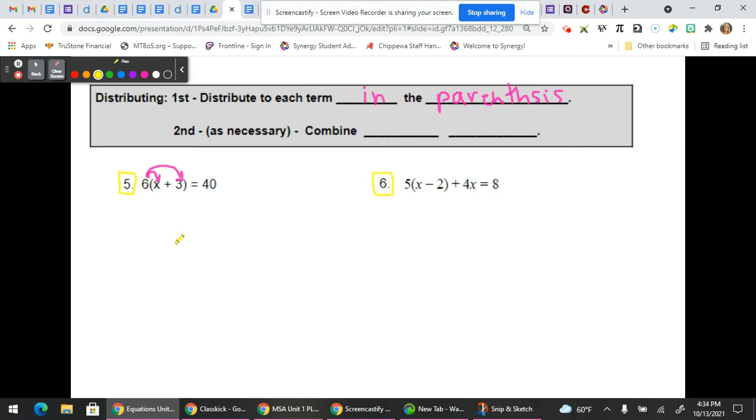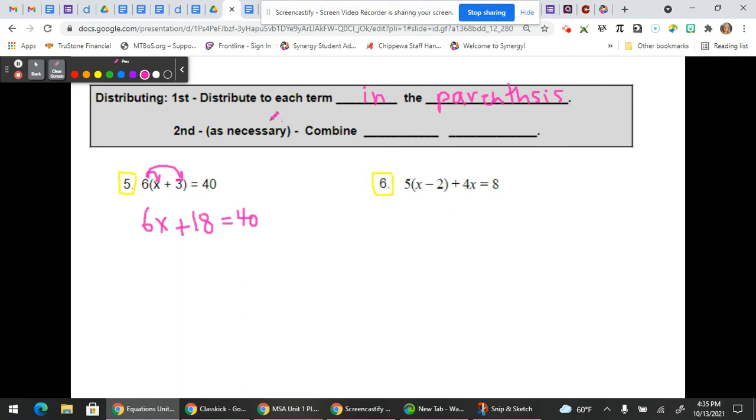So what I'm going to do now is I'm going to distribute to each term in the parentheses. So I'm going to take this 6, I'm going to share it with the x, so I'm going to get a 6x. And then I'm going to take the 6 times the 3, that's an 18. So I'm going to do a plus 18 because there's a plus sign in there. All of that equals 40. Okay, so here what I did was I distributed my 6 to the x and my 6 to the 3. So I distributed each term in the parentheses.